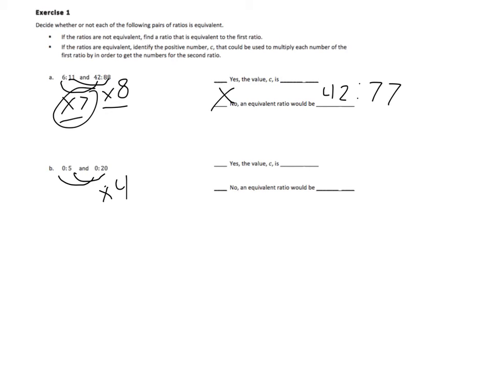Could I multiply by 4 to get from 0 to 0? 0 times 4 is 0. So we could have multiplied by the same number. So yes, our ratio is equivalent. Why? Because we multiplied both numbers by 4. So our constant, or C, would be multiplying by 4.